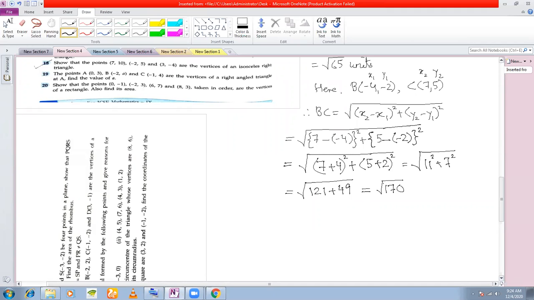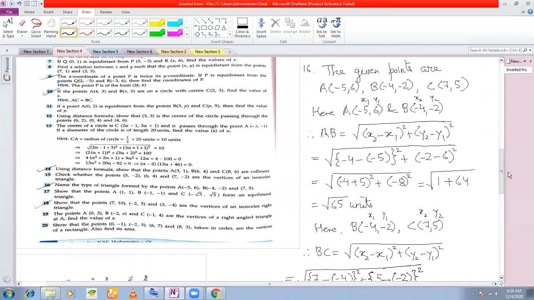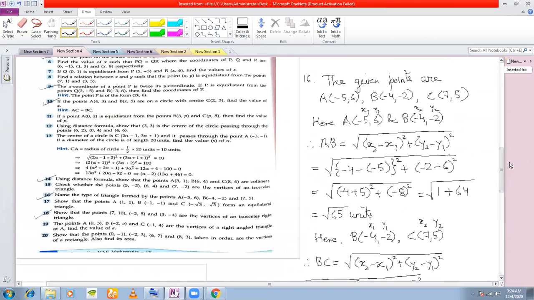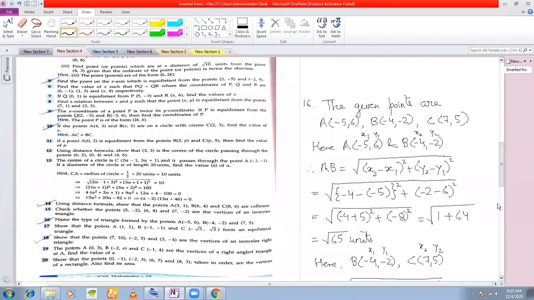Right? That's it. So we have got the lengths of two sides, AB and BC. And the third side is AC. Let's find out the length of AC. So here, write the coordinates. A is minus 5, 6. And C is 7, 5.